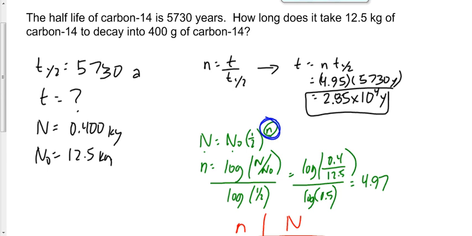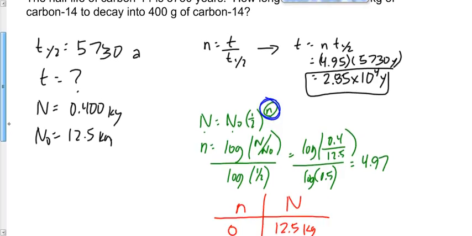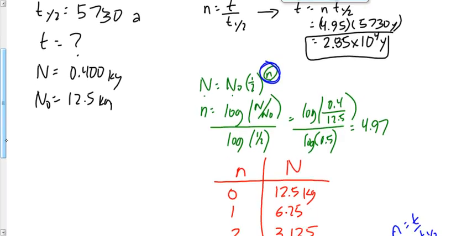Now, if you multiply 5 by 5730, your answer might be slightly different. Both would be accepted because they're going to expect you to keep dividing by 2 and then say, oh, 4.97, that's like 5. Or to use logarithms and get the other slightly different answer. Both would be accepted because both are acceptable methods.